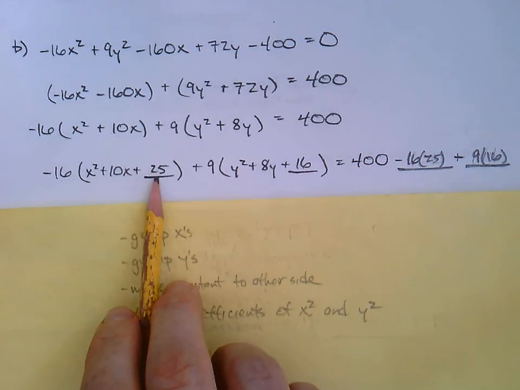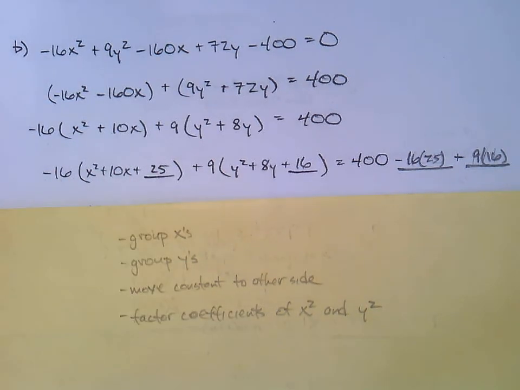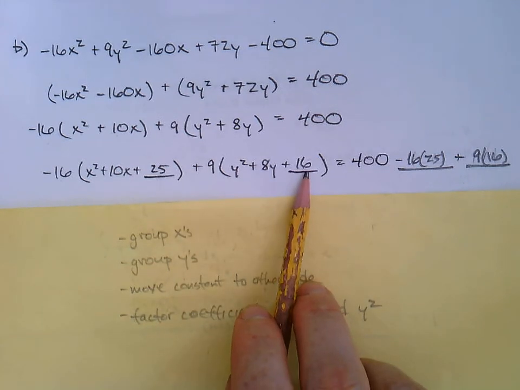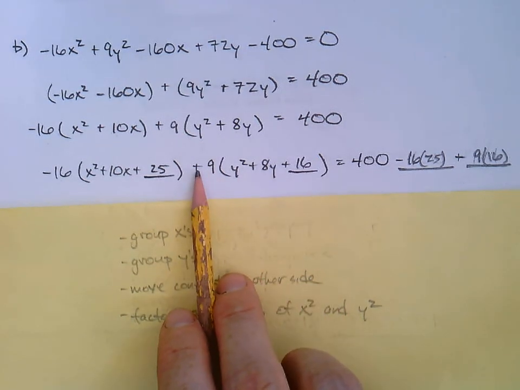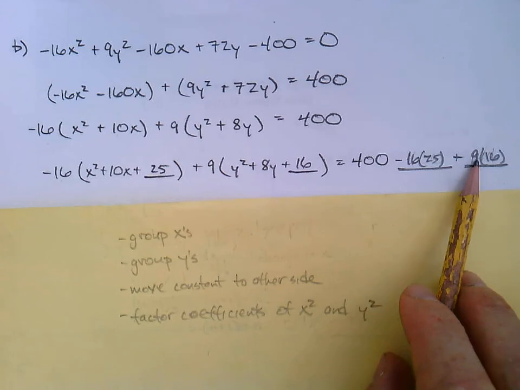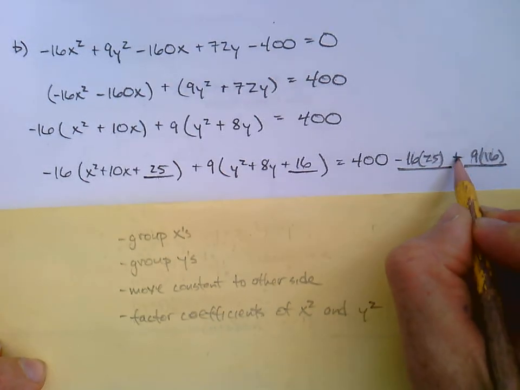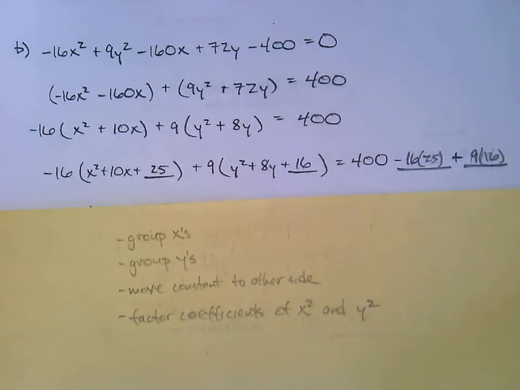I actually subtracted something when I added that because of the negative out here. And then this 16, well, I actually added the positive 9 times 16, so plus 9 times 16. That's a plus, just to be really clear. And there you have it. Those things are now balanced.